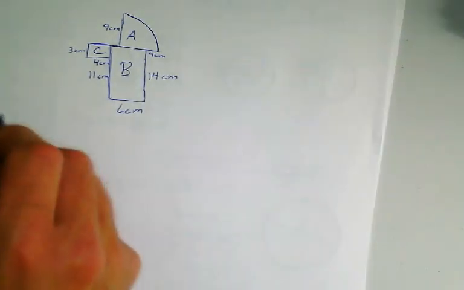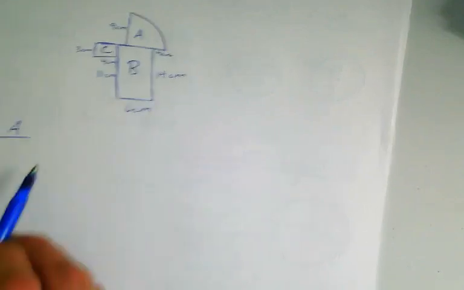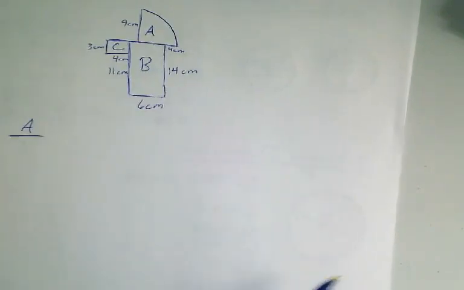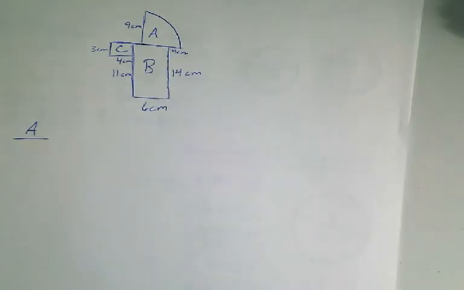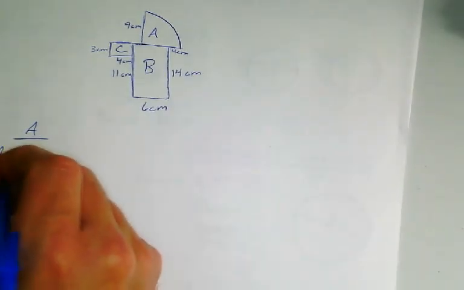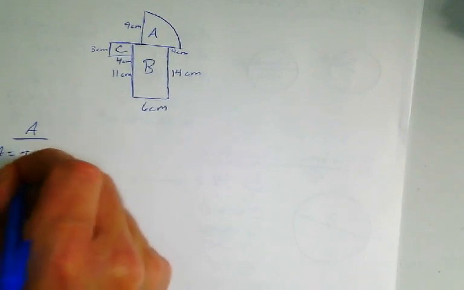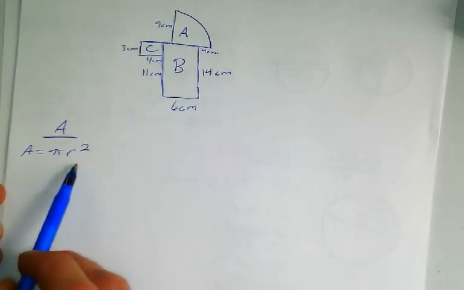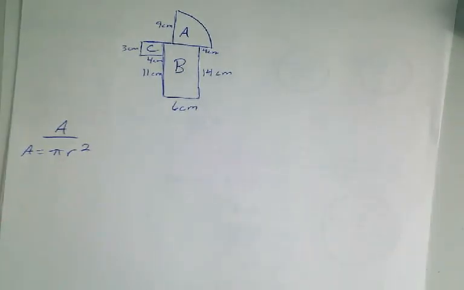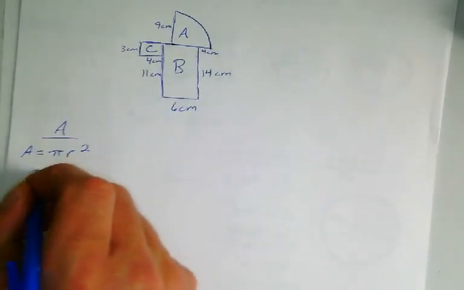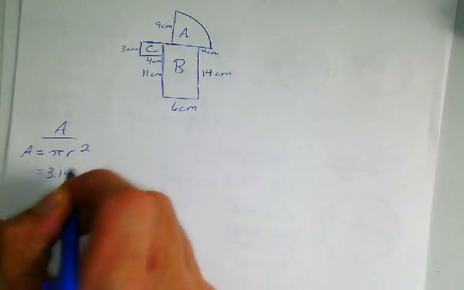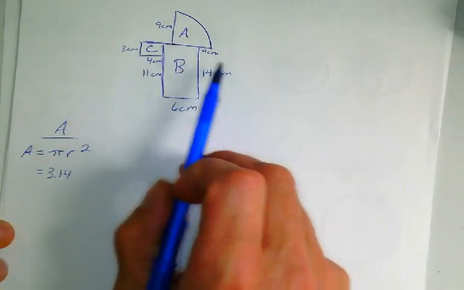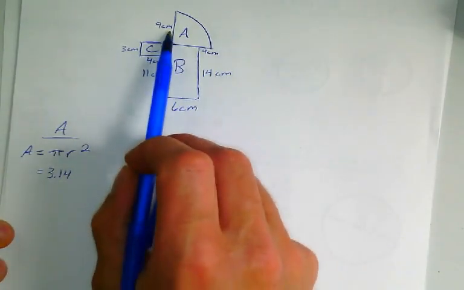Shape A is a quarter circle. Quarter implies 4; it's one fourth of a regular circle. So I'm going to take our area formula for a circle, A equals pi times radius squared, and divide whatever I get by 4 because it's not a whole circle. Pi is 3.14. The radius of this circle is, be careful, 9 centimeters.